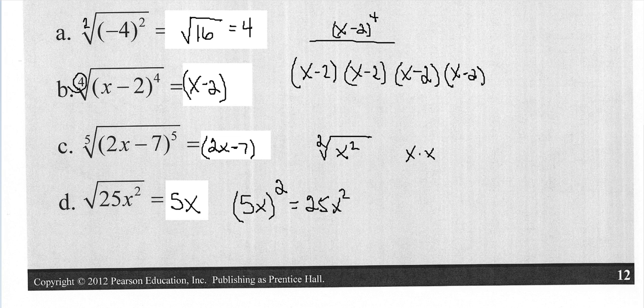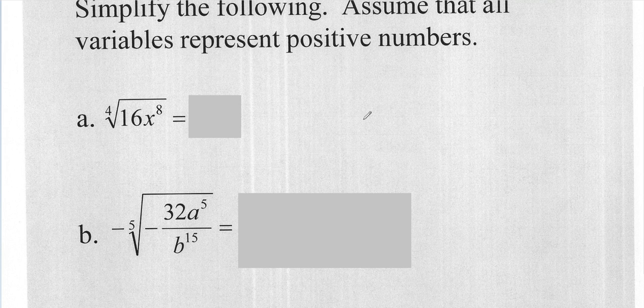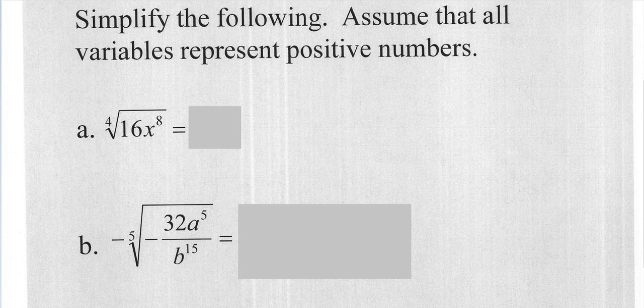All right, next job. All right, let's check this out. I've got something that's saying simplify the following and assume that all variables represent positive numbers. So here I've got the 4th root of 16x to the 8th. Let's start off by doing the prime factorization of this 16.